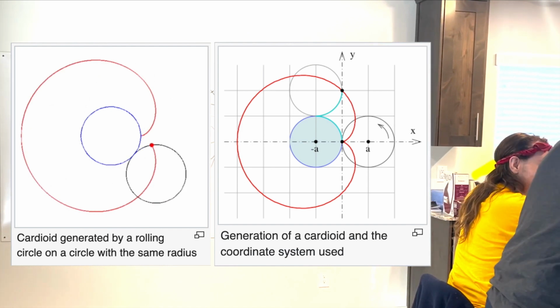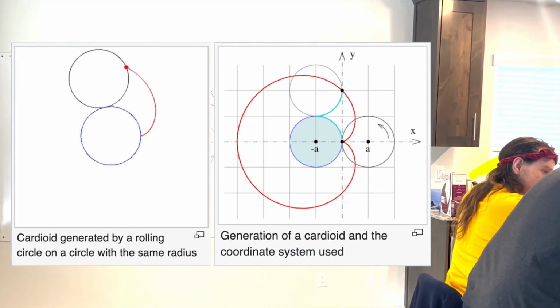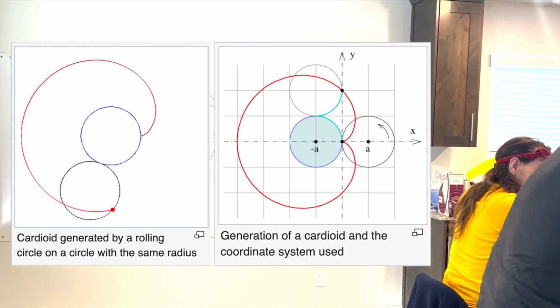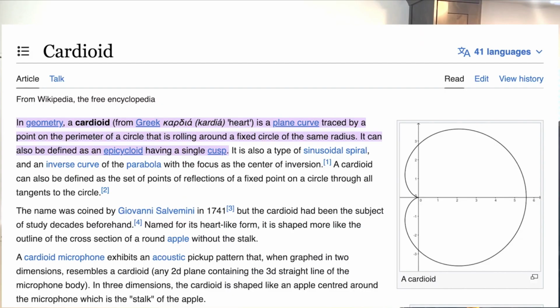Okay, but what do we want to think of this curve as? That path that follows, what kind of path is it? Well, it's the inverse curve of the parabola. It's literally the inverse curve of the parabola with the focus at the center of inversion.